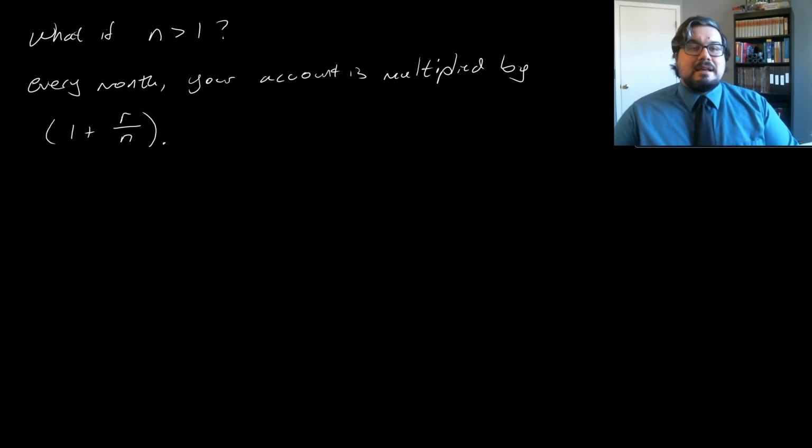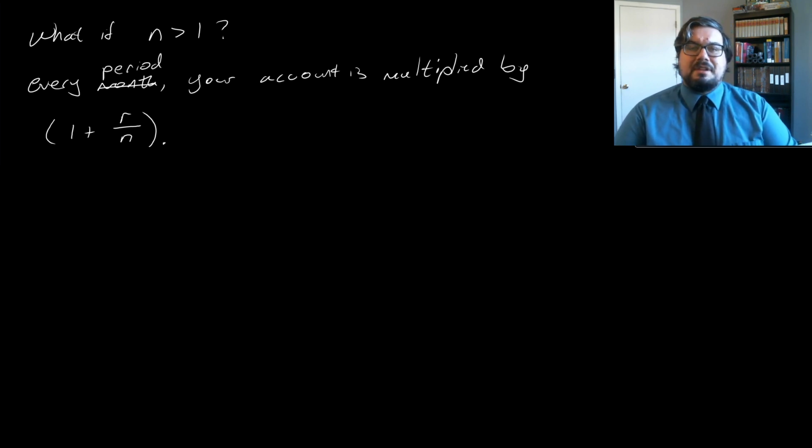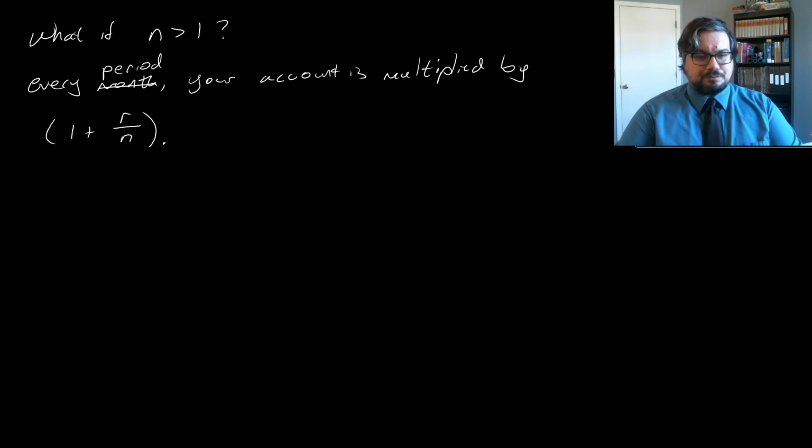But if the interest is being compounded every month, then you need to divide that interest rate by 12 in order to determine essentially your monthly interest rate. Or if your number of compoundings is daily, you would have to divide your interest rate by 365 to get your daily interest rate. So what this means, I wrote every month up here, I should say every period, where the number of periods per year is equal to n.